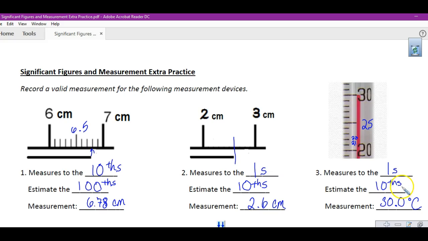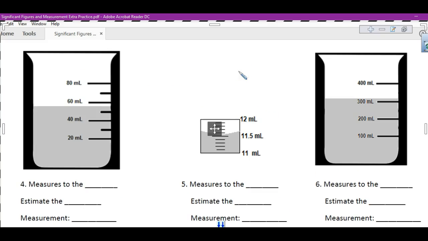Alright, so I'm going to pause the recording so I can scroll the page down. And like magic, your screen has changed.